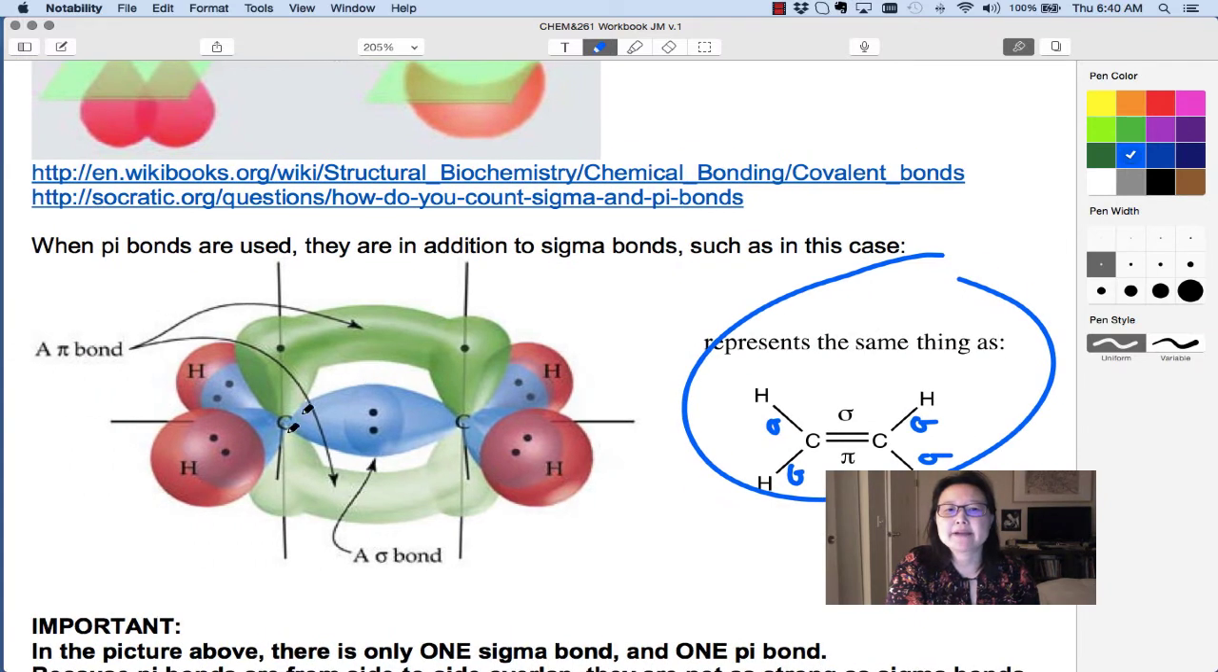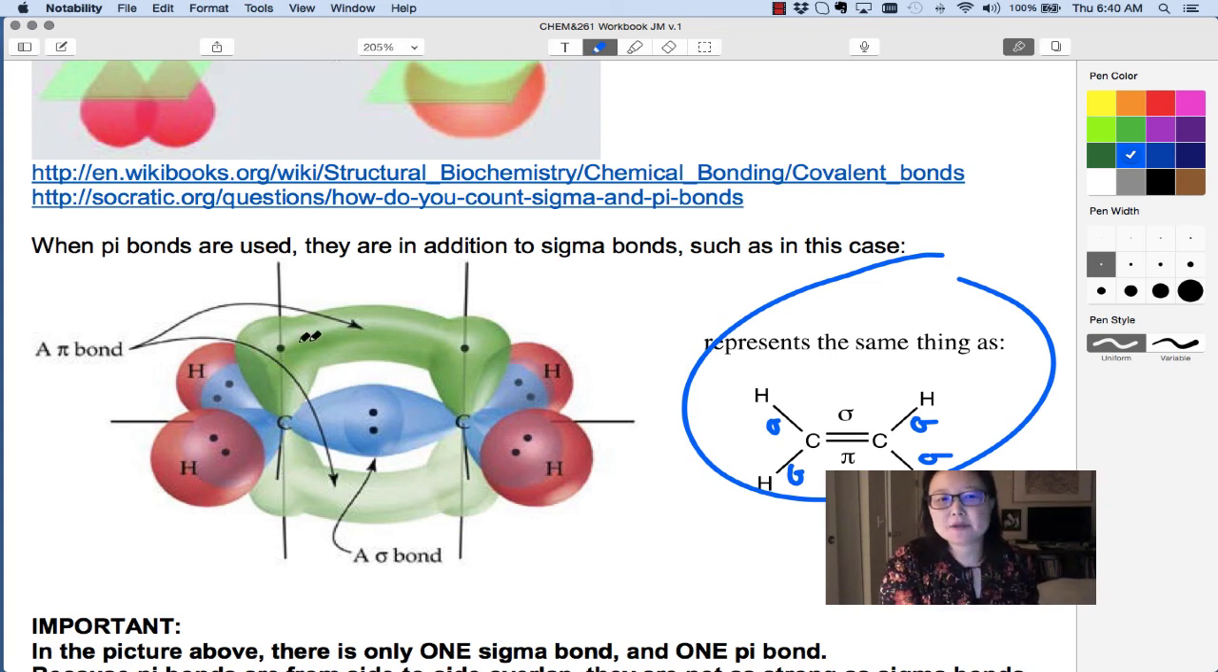When we look at the diagram here, you're going to see that the sigma bond is right here. See the head-to-head overlap between the two carbons. Okay, you have sigma bonds over here. Again, head-to-head overlap between those electron clouds. And then the pi bond is from these unhybridized p orbitals. They're overlapping with each other in a side-to-side attraction.